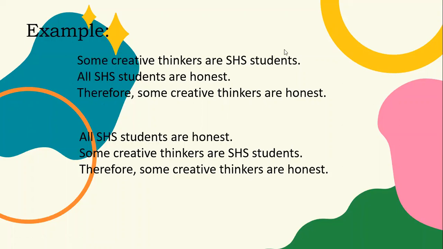So di ba sabi nga natin, ang titingnan natin yung conclusion. Ang predicate term natin sa conclusion is yung honest, while the subject term is creative thinkers. So dapat si honest ang nasa unahan. So, saan ba kasama si honest? So, nandito siya sa pangalawa. Kaya pinagbaliktad natin.